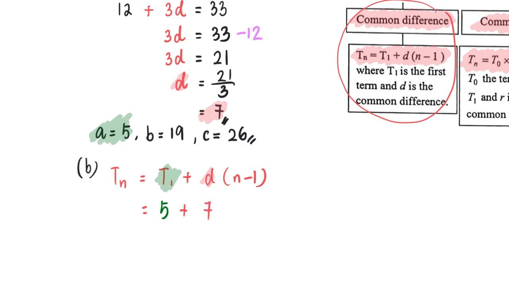So it's 7 and minus 1. And therefore, I will get my answer pretty straightforward. I just want to simplify this. 7n minus 7. So 7n, 5 minus 7 is negative 2. Done.